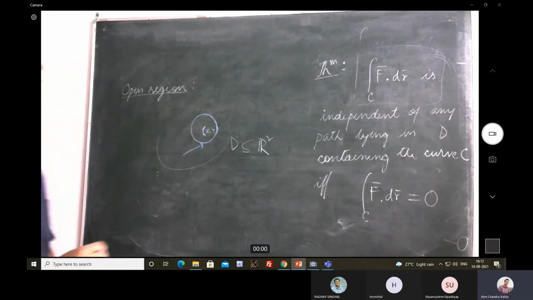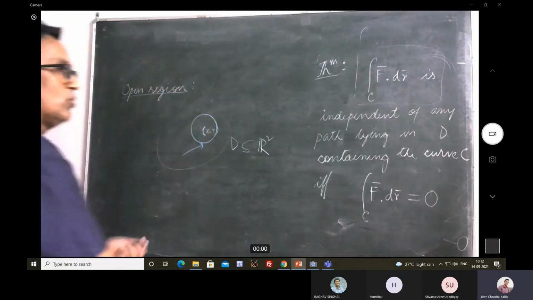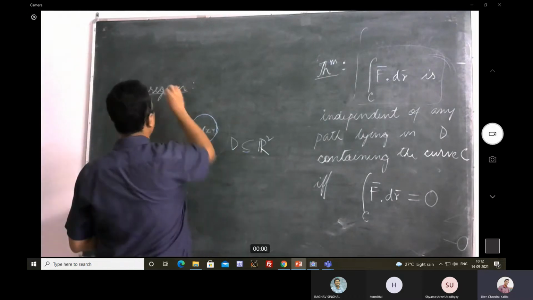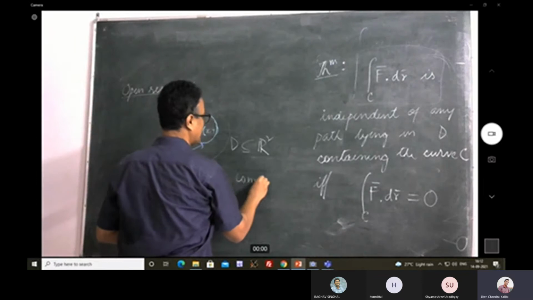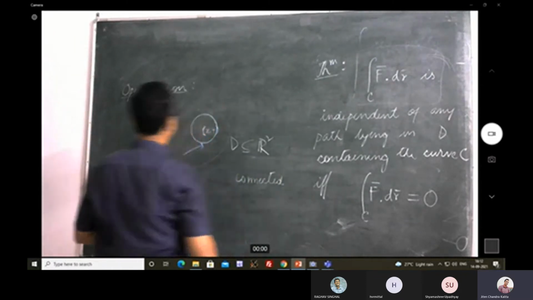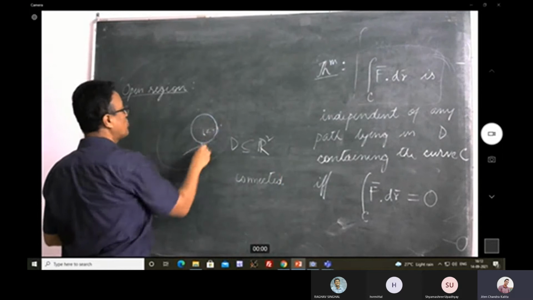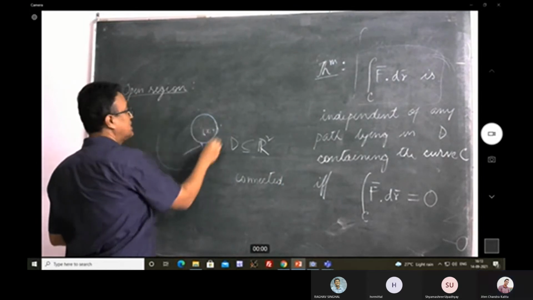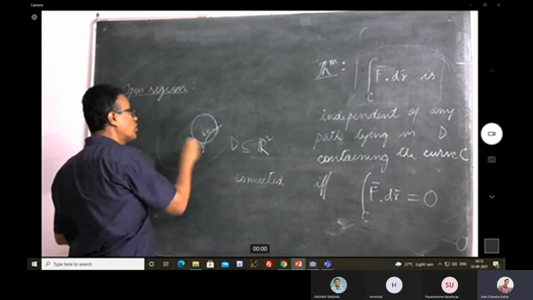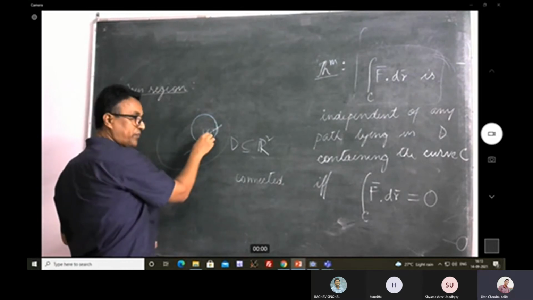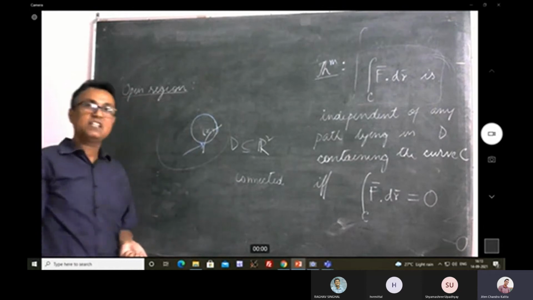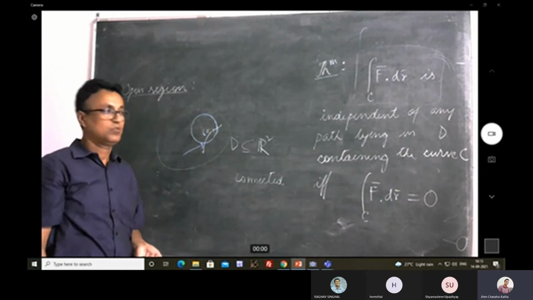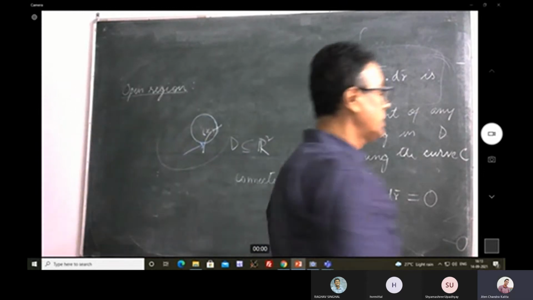Again, this was about open. D is said to be connected if you take any two points lying in D, then any curve joining those two points again lies in D. Then D is said to be connected as well.